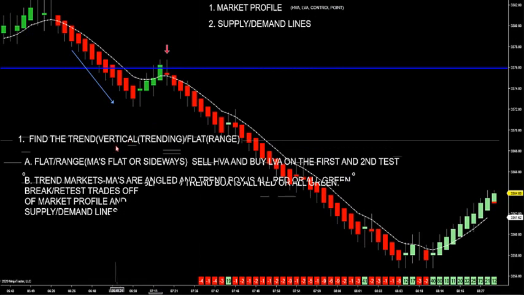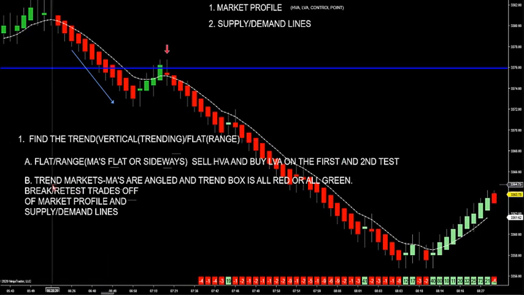All right, so the first thing you've got to do is find the trend. Are we flat? Are we trending? Are we going vertical? Trending meaning going vertical, or are we in a range market? If we're flat, the MAs are flat or sideways, we sell HVA and buy LV on the first and second test.